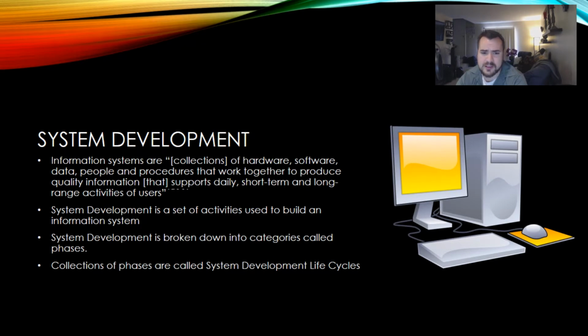Information systems are collections of hardware, software, data, people, and procedures that work together to produce quality information that supports daily, short-term, and long-term activities of users. System development is a set of activities used to build an information system, and it's usually broken down into categories called phases. A collection of phases is the system development lifecycle.